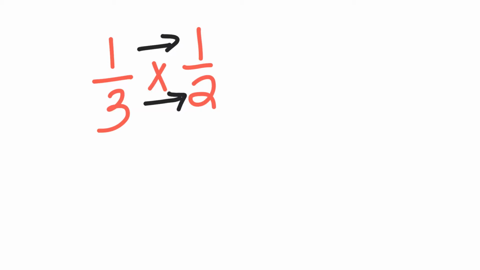So in my example here, I have 1/3 times 1/2. And so when I multiply those two together, that's going to give me 1/6. As simple as that.